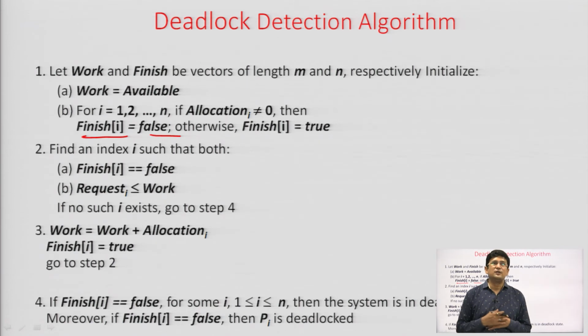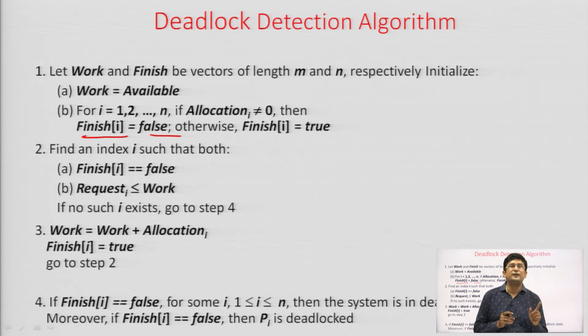So, deadlock detection algorithm says that if no resources are allocated to the process, obviously that process has finished. That is what we will assume. So, if even a single unit of any resource is allocated, we will consider that process is not finished. So, if allocation is not 0, finish is equal to false, otherwise finish will be true. Okay. So, if finish is false, we are interested. If finish is true, we are not interested.